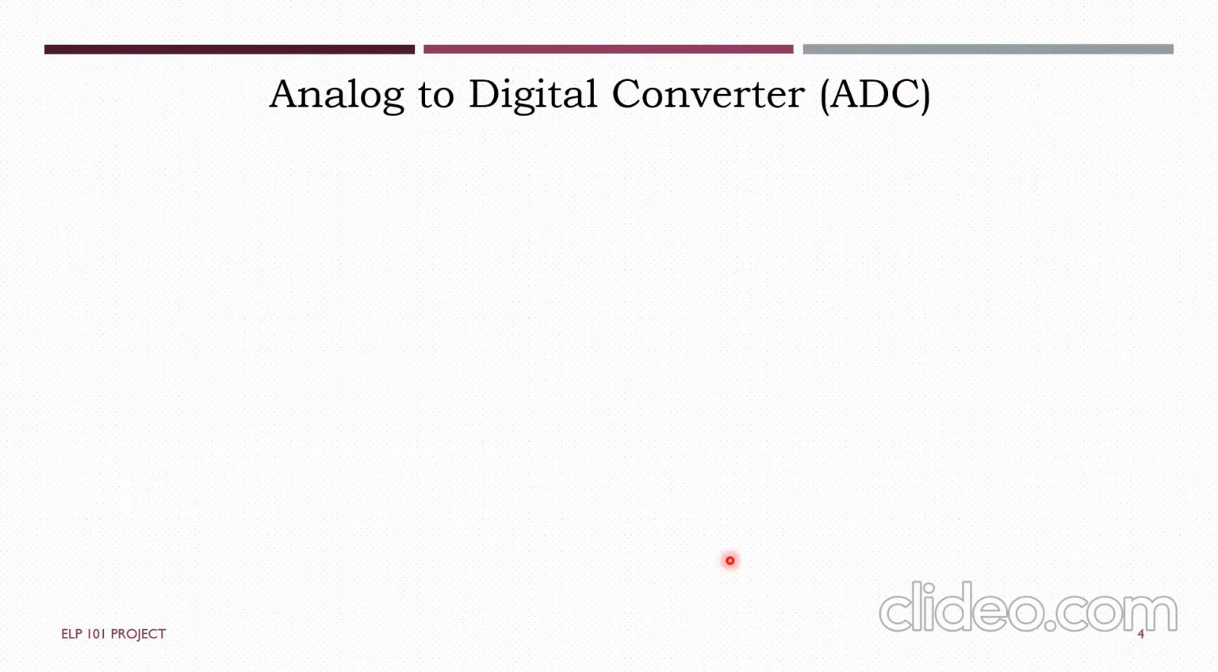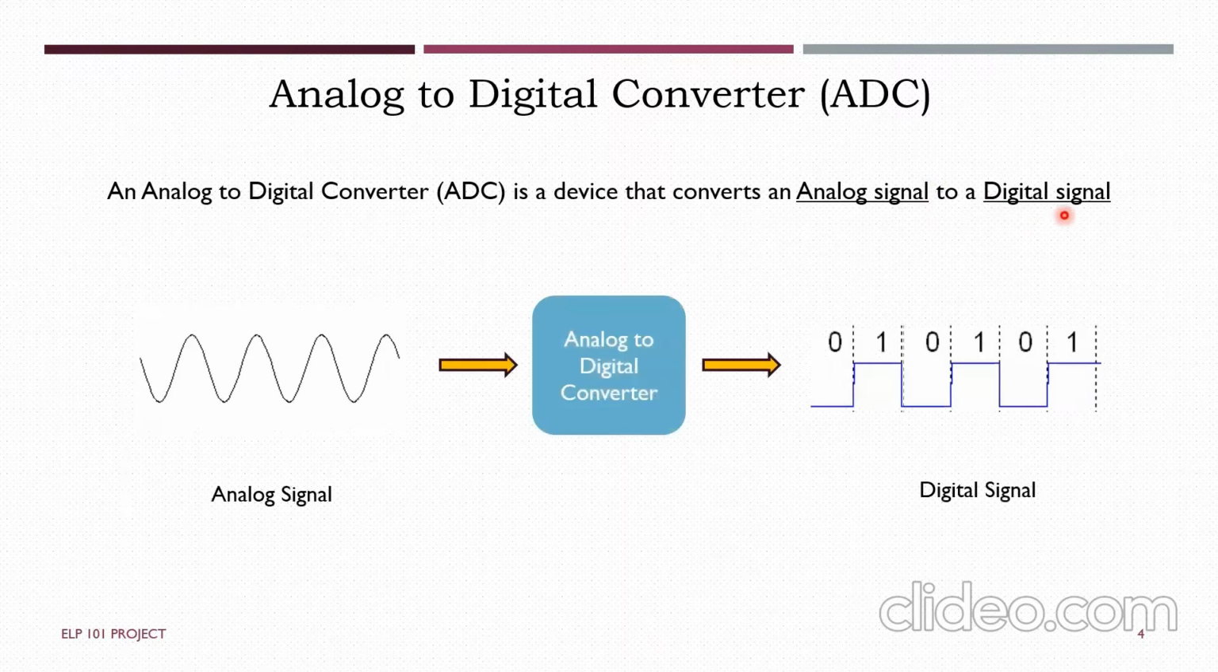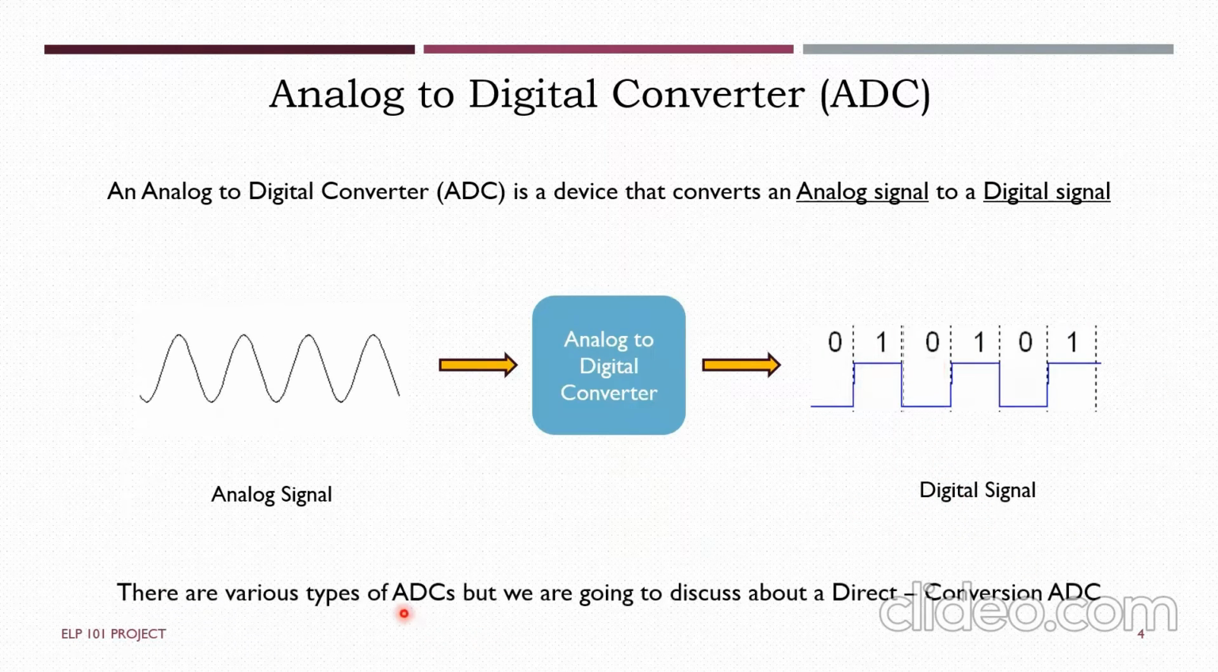So since digital signals are more prominent in today's age, it is very important that we convert analog signals to digital signals and vice versa. That is where the analog to digital converter comes in handy. An analog to digital converter is a device that converts analog signals to digital signals. Analog signals are passed into the converter, and the output is a digital signal represented by bits 0 and 1. There are various types of ADCs, but we are going to discuss a direct conversion ADC.